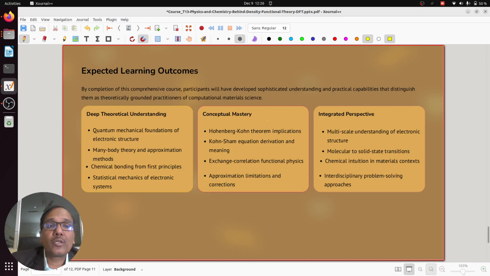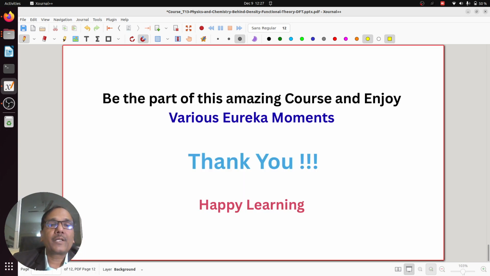After taking this course, you will be able to understand the theories of physics and chemistry behind DFT in depth: the basic quantum physics, many-body problems, and other things. You will also have conceptual mastery of the Kohn-Sham theorem and its implications, the Kohn-Sham equation and its derivation and meaning, the exchange correlation functional and other things, and also the integration of all this physics and chemistry into DFT and practical application. So these are the outputs you will get.